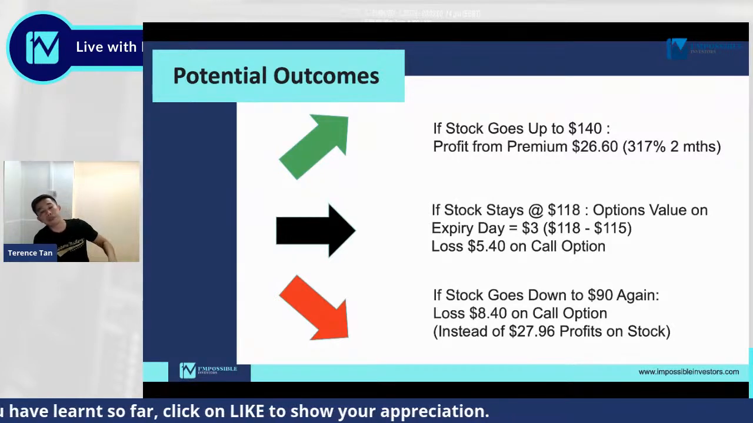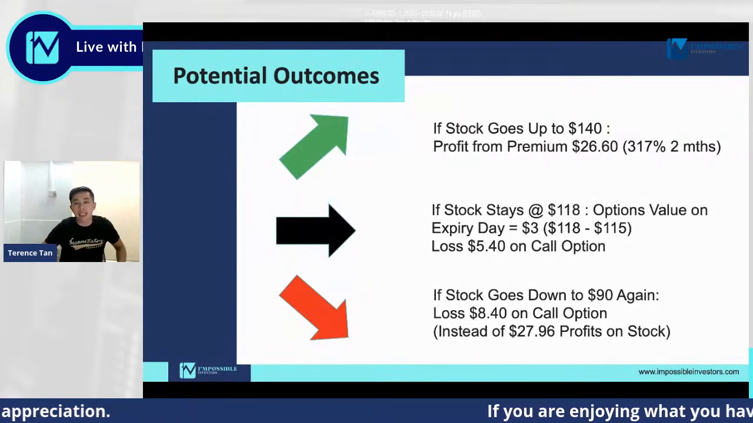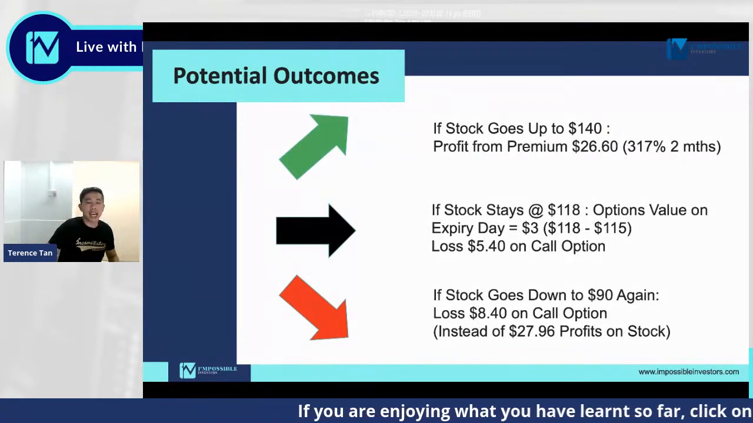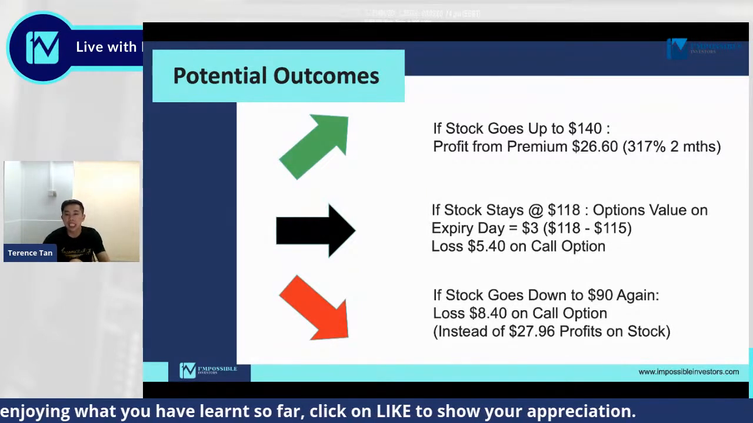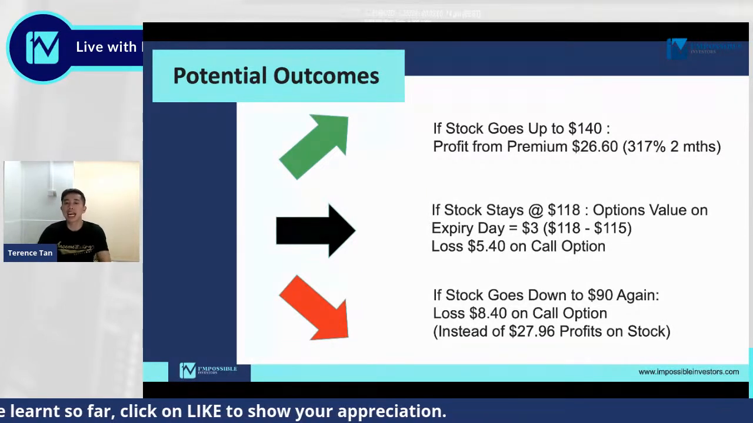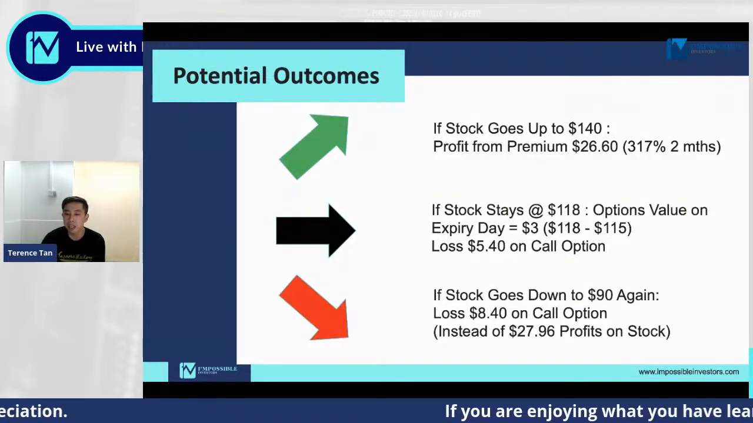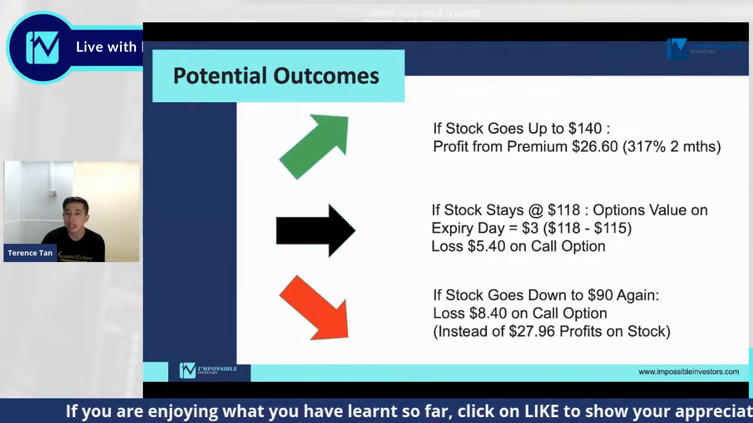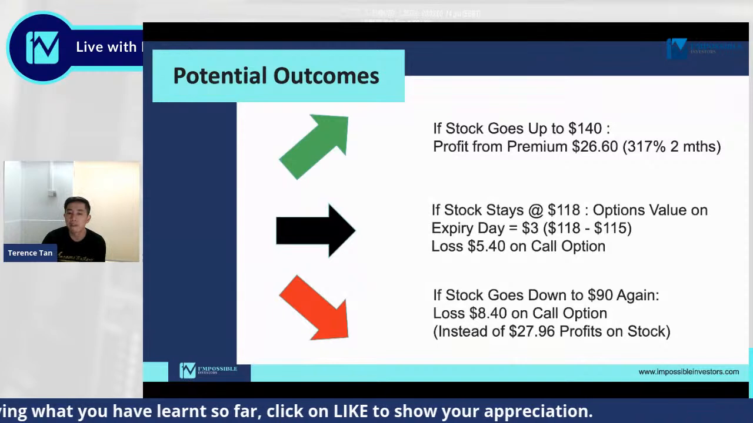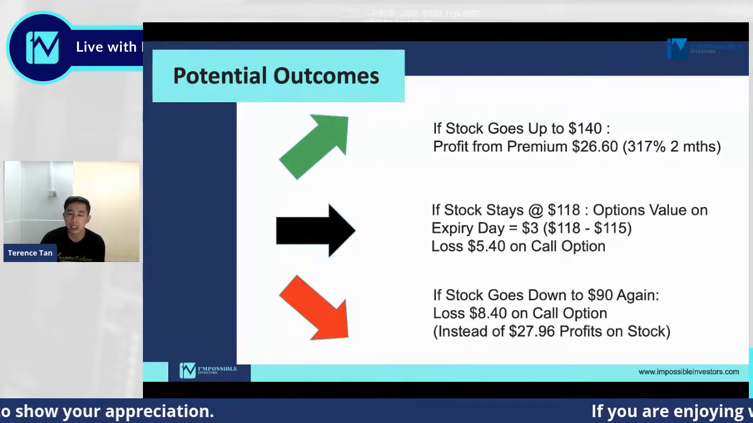But if it went to 90, you have lost $27.96 of profits if you had kept the stock, because when we started, the stock was at $117.96. So if it went down to $90, you have lost $27.96 on profits that you could have made on the stock. So if this actually happened, I think switching out $840 for $27.96 is actually a pretty good decision to be making.